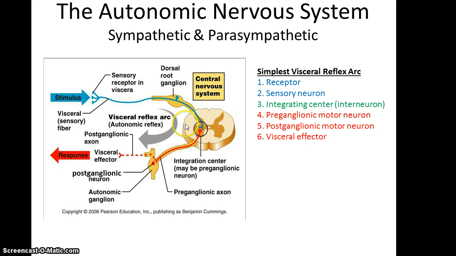But it could skip all that and go straight into the preganglionic motor neuron, which will then synapse at some point with the postganglionic motor neuron, sending the response to the appropriate visceral effector. So it could potentially have 6 players, although that could actually be fewer if the receptor and the sensory neuron are the same, and you skip the integrating center to go straight to the preganglionic motor neuron.